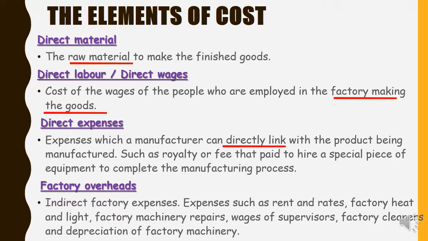Then the last one is factory overhead. Factory overhead is indirect expenses. All the factory's indirect expenses we call factory overheads. Examples: rates, factory heat and light, factory machinery repairs, and the factory machinery depreciation. All this we call factory overhead.